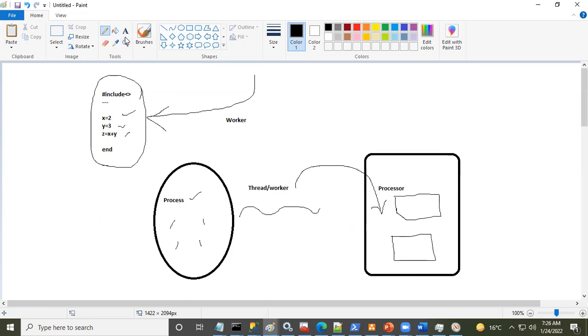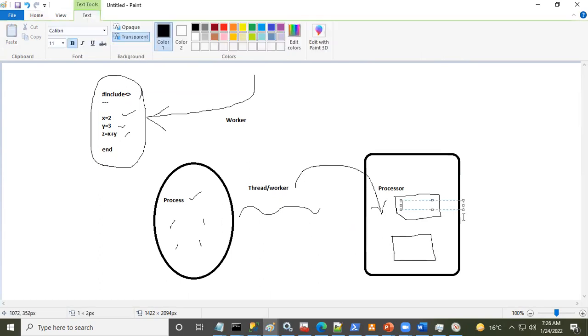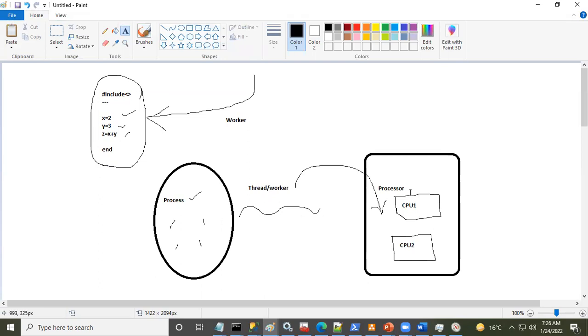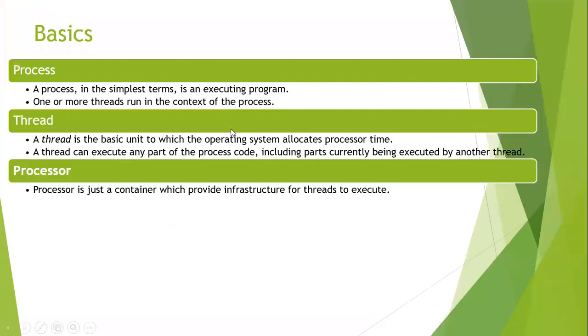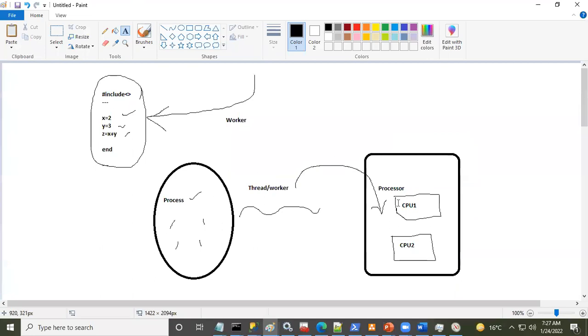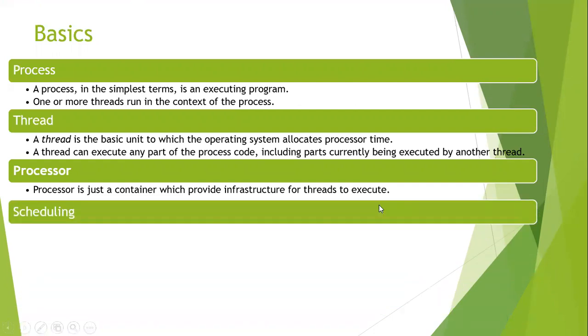Let's say you have two processors, two CPUs, CPU1, CPU2, right? So this thread will execute on the processor. That is the reason we mentioned here somewhere, a thread is a basic unit to which the operating system allocates processor time, right? So the operating system will allocate a processor and that thread will execute on the processor, right? That is the definition of the processor. And scheduling.